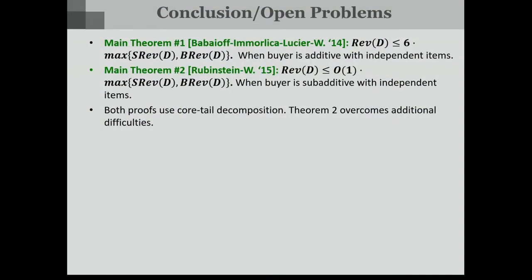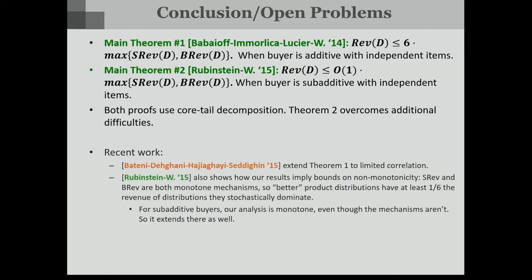Okay. So just to recap, the first theorem I showed you is that when the buyer is additive and the items are independent, the better of selling separately and together gets you a 6 approximation. The second thing I showed you is that if the buyer is subadditive but the items are independent, then the better of Srev and Brev gets you a constant factor approximation. And both proofs use this Quartal Decomposition framework to do it.